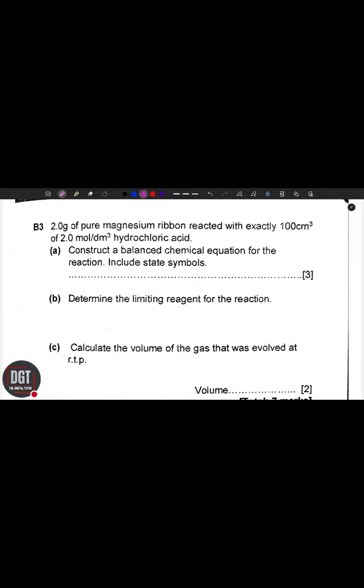Whether you are told magnesium, magnesium metal, or magnesium ribbon, it doesn't change. The formula is still magnesium. Some of you are going to spend much of the time looking for magnesium ribbon on the periodic table. It doesn't exist, so it is just magnesium. It is the same magnesium that you know, so don't get confused.